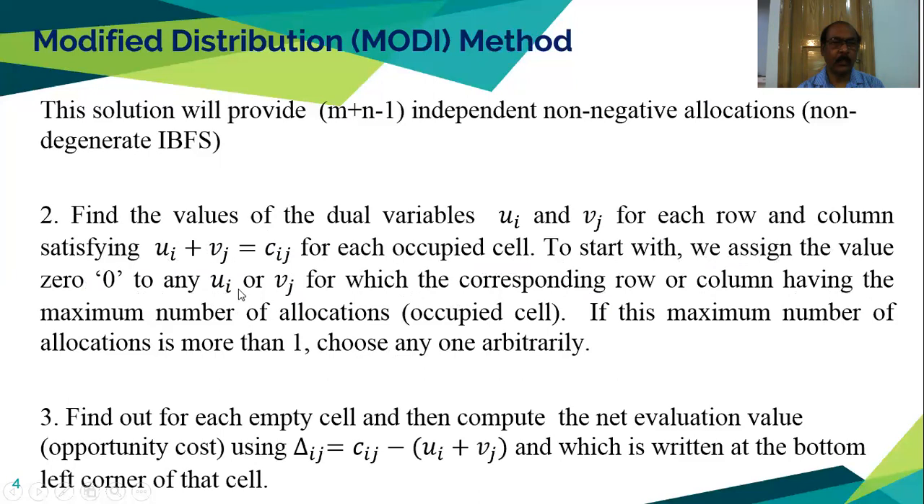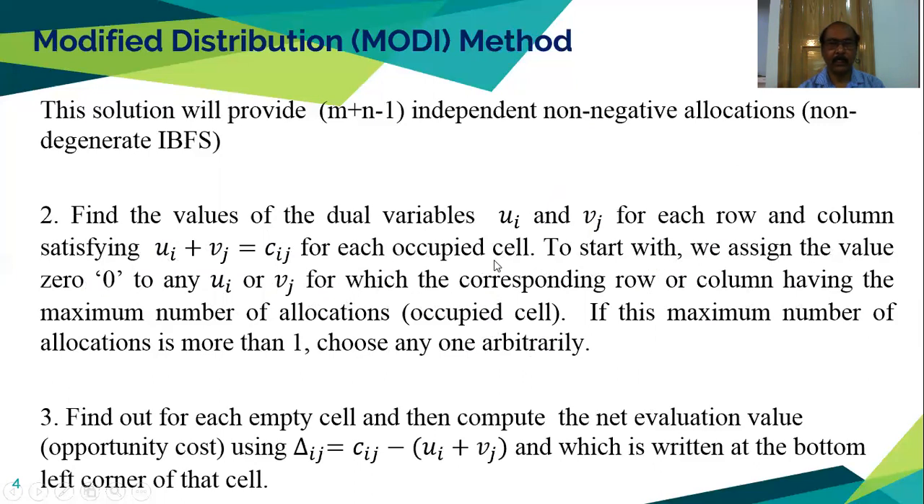We are setting ui and vj in such a way that the row or column having the maximum number of allocations gets 0. If any row has 3 allocations and any other row or column has 2 allocations, then we set, suppose in the third row, u3 is equal to 0. Suppose in the transportation cost matrix the allocation is there.